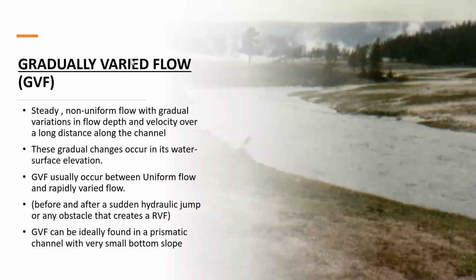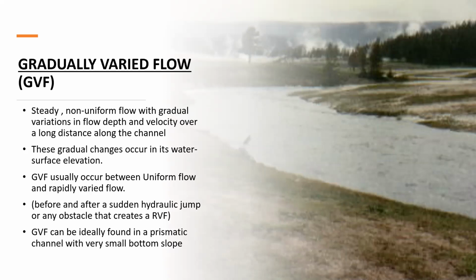The flow type I identified is gradually varied flow. Before talking about the identification of the flow type, let's take a look at what a gradually varied flow is. Gradually varied flow is typically a steady, non-uniform flow where the depth of flow, or we can say the water surface elevation, gradually decreases over a long distance along the channel. Simultaneously, the velocity of the flow also gradually changes with respect to the depth.